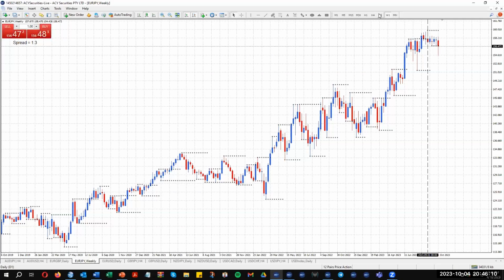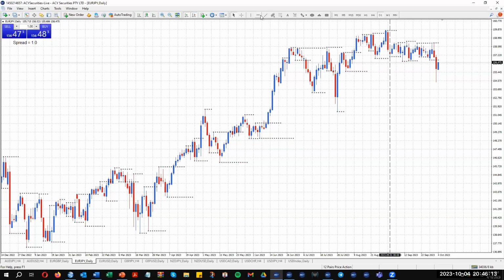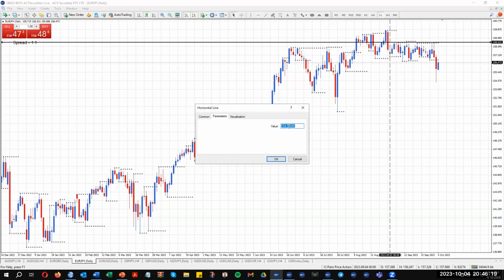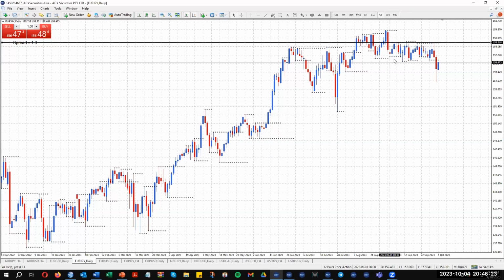Now, if we drop to the day chart, there's a closer reference point, which is this high here, 158.518, which becomes a reference point through the month. Because then we come back up, hold, the rejection candle to trade back down.